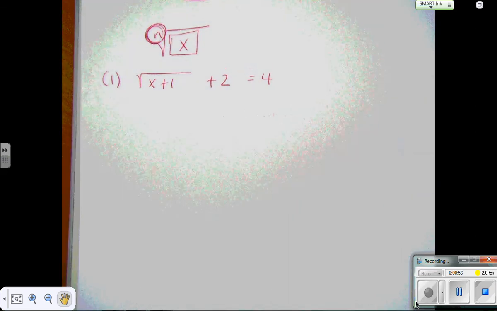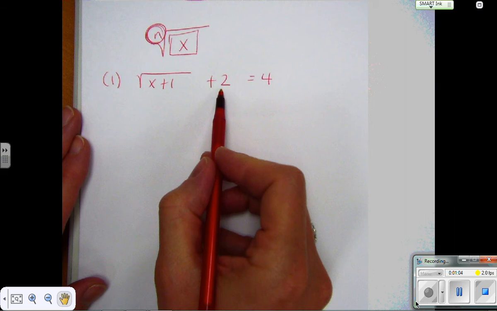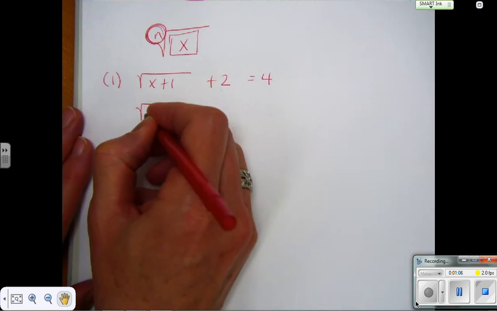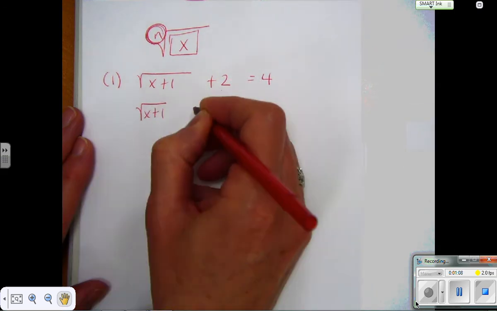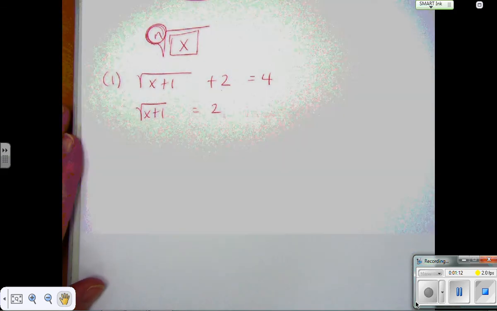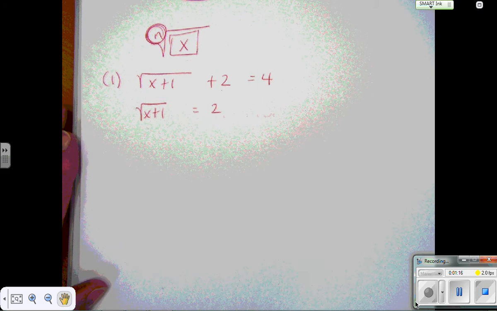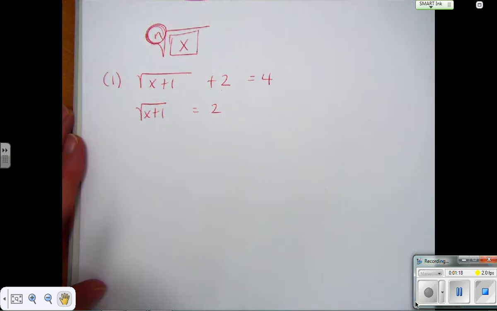So the first thing you need to do when you have a radical in your equation is get the radical all by itself. You want to isolate the radical. So I'm going to subtract the 2. So I have the square root of x plus 1 equals 2. And once you get the radical all by itself, then you can square both sides or take it to the power, the opposite of whatever the root is. In this case, it's the square root, so I'm going to square both sides.